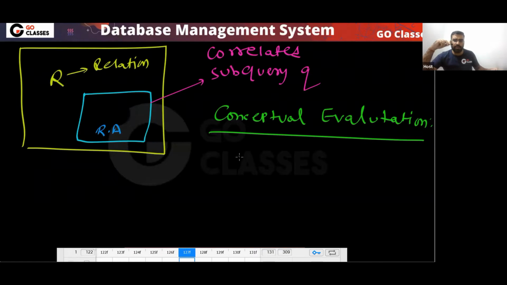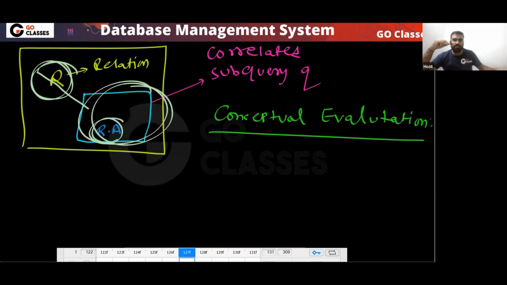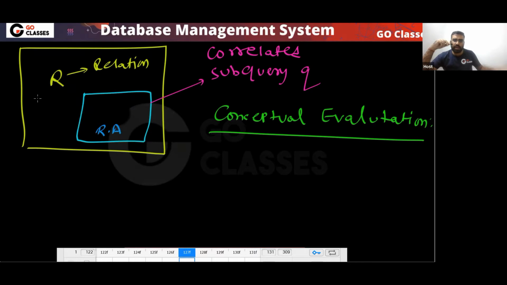Okay, here, what will happen? For every r dot a, for every tuple, what will you do? For every tuple of r, you will replace this r dot a. For every tuple t1, this t1 dot a you will put here, then you will compute. So basically, conceptual evaluation means this will happen for every tuple.